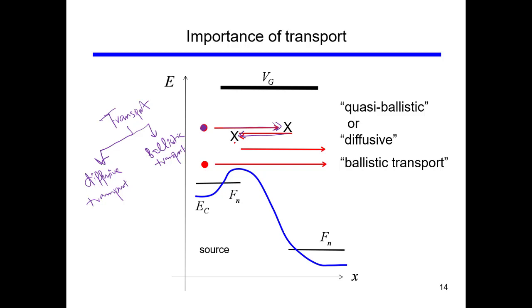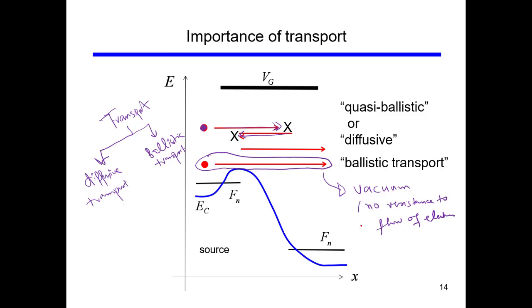But the ballistic one is something like this, where the electron just shoots across the channel from source to destination. The electron sees this whole region as vacuum. So that's why it's called ballistic transport. There is no resistance to the flow of electrons. Okay, so in ballistic transport there is no resistance to the flow of electrons, and that's why it's called ballistic transport.